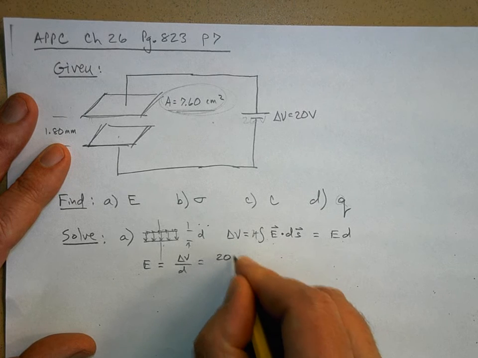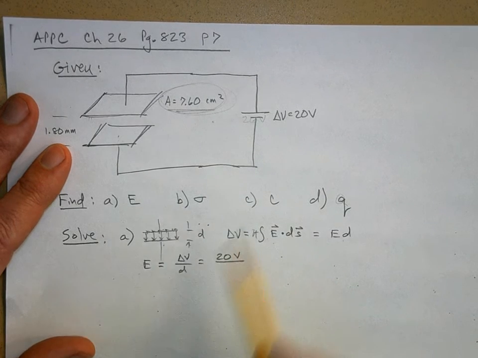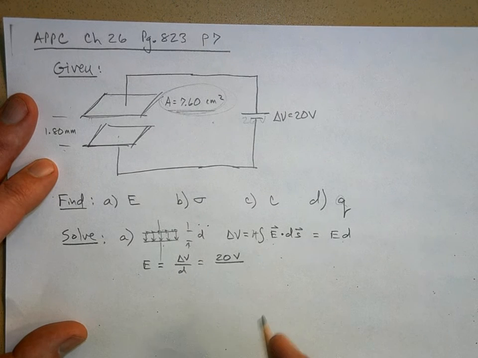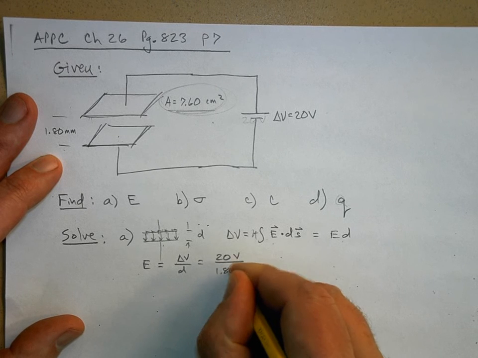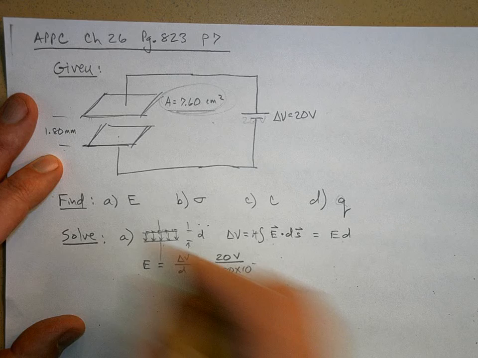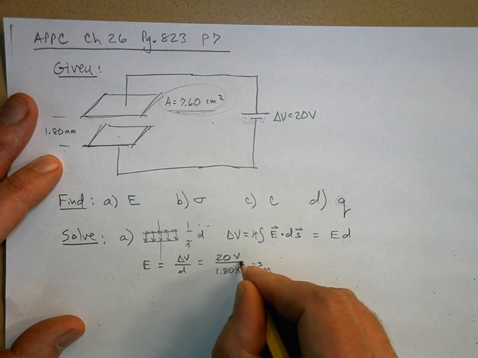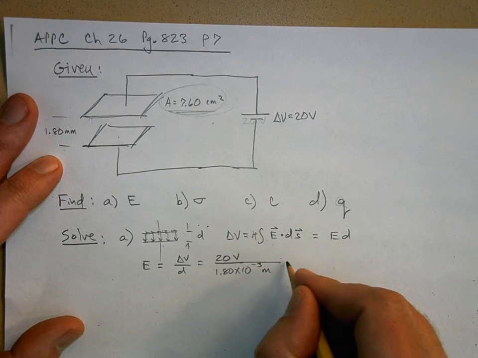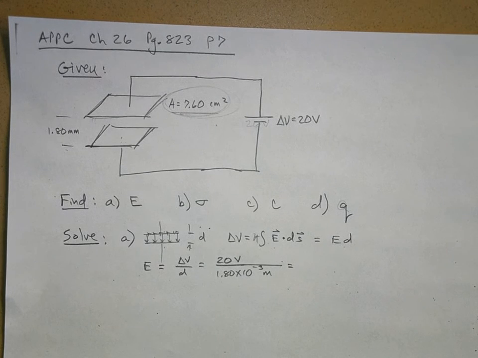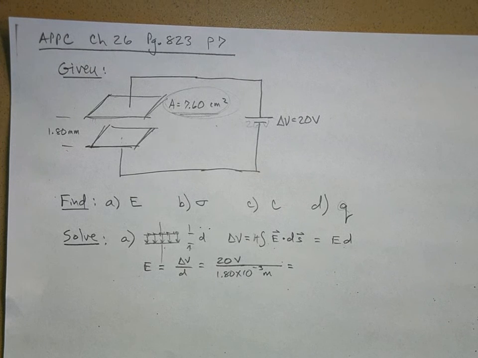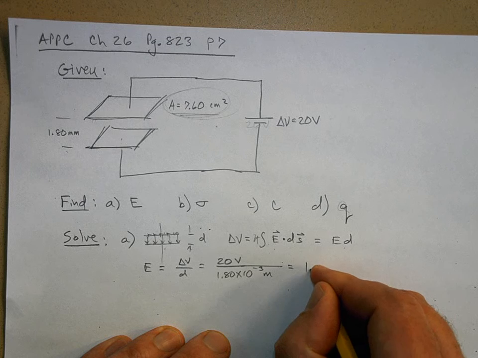This is going to be 20 volts, and the distance between the plates is 1.8 millimeters, or we can say 1.80 times 10 to the negative 3 meters, since a milli is negative 3. Of course, it's really important that we use meters. So we've got 20 divided by 1.8 times 10 to the negative 3, and I get 1.11 times 10 to the 4.